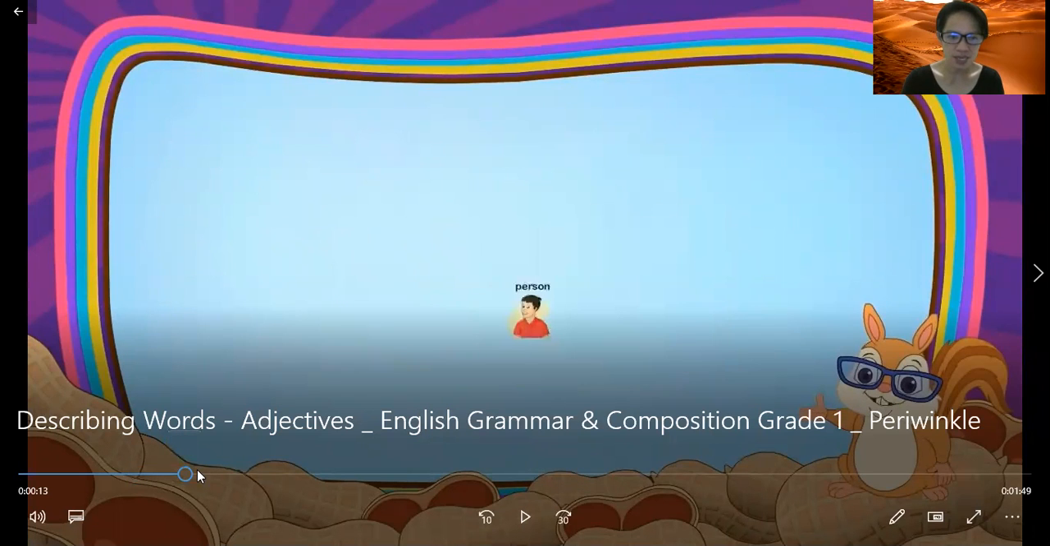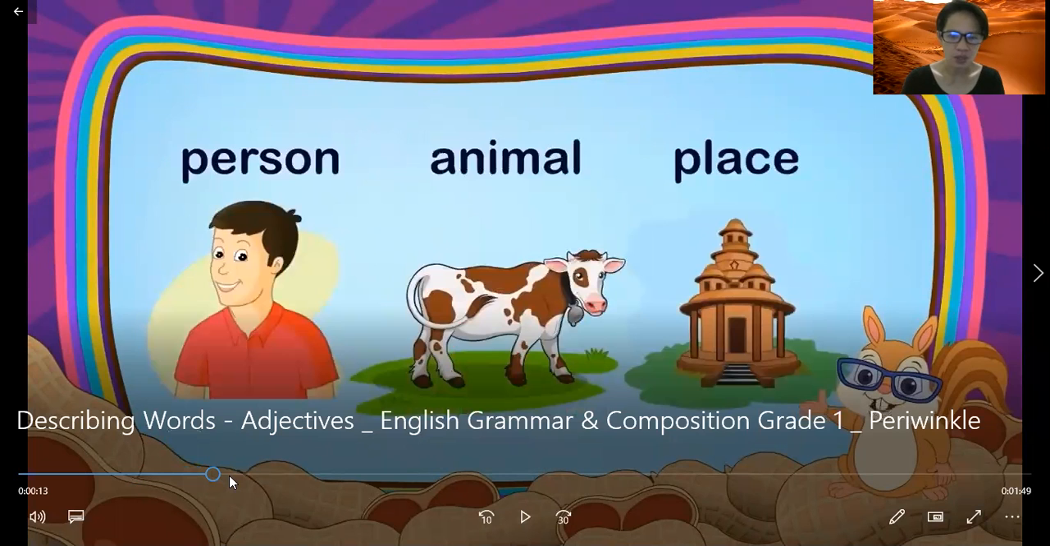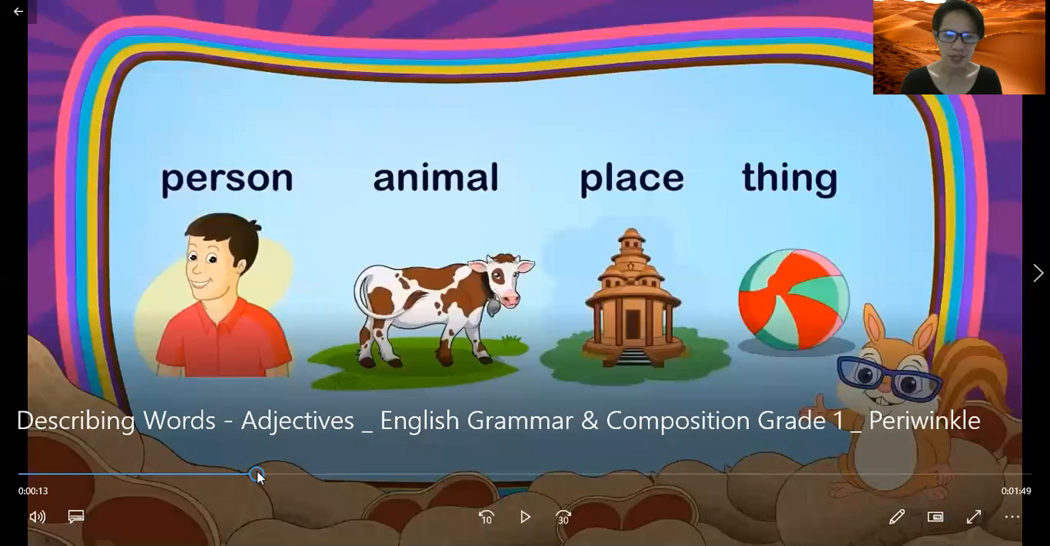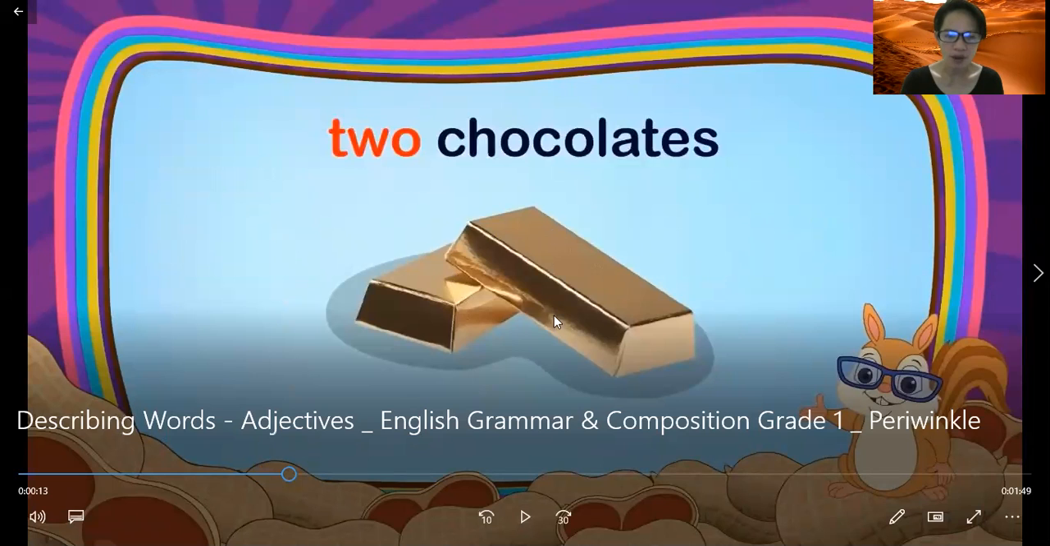Okay. Next is, okay, so here we have here person, animal, and place. So adjective describe person, animal, place, and things as well, right? Okay, thing, or here, a person, animal, place, and thing. Okay, next is, okay, what are these? Chocolates. The word here is two chocolates. How many chocolates are there? Two, okay, two chocolates. The word two here is an adjective. It describes the chocolates. Okay, two is a number, right? So the two is an adjective.